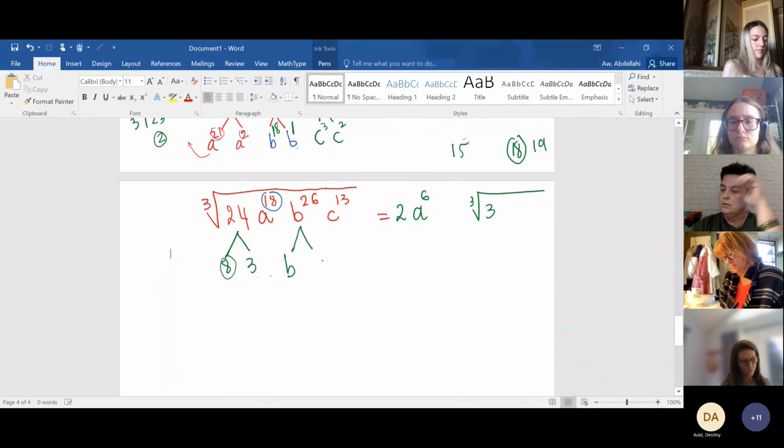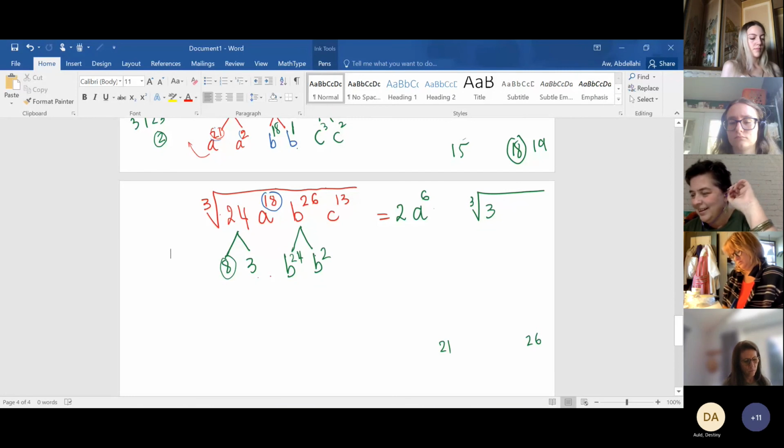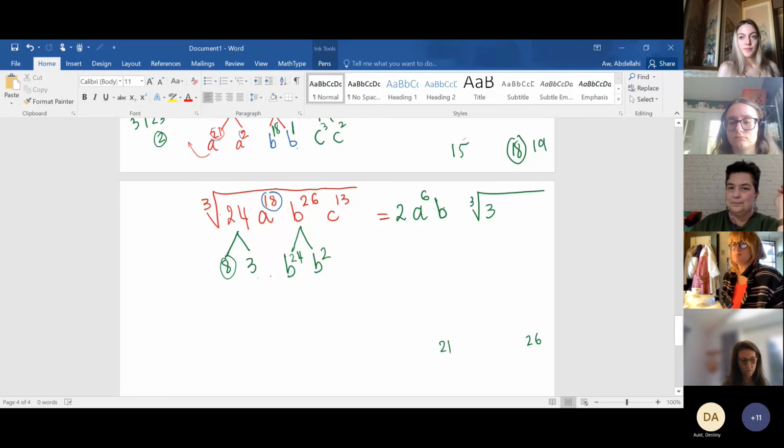Which power am I going to use? The optimum power is 24, exactly. And how much remains? 2. What is 24 divided by 3? 8. So it's b to the 8 here, and then b squared left inside.